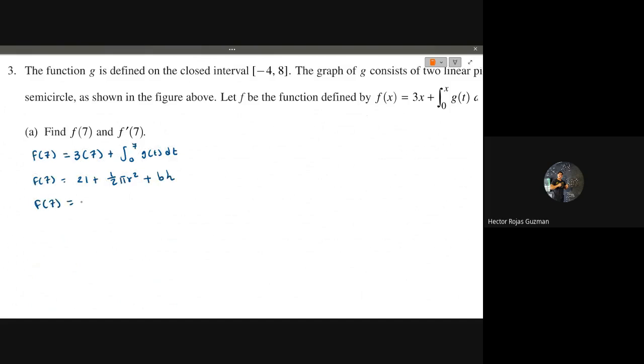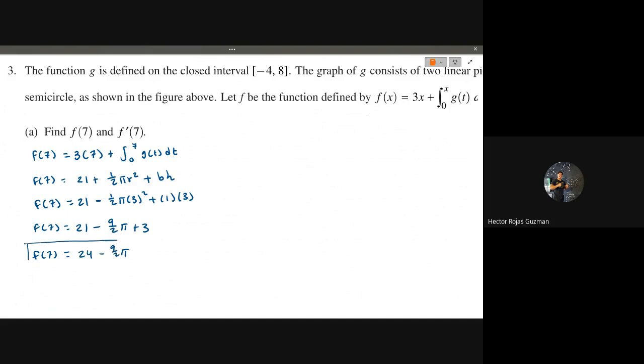F of 7 equals 21 plus, now the radius of the semicircle is 3, but because it is below the x-axis, I'm going to go ahead and make it negative from this moment on. The base of my rectangle is 1, the height is 3. And now we just go and simplify. 21 minus 9 over 2 pi plus 3, and that equals 24 minus 9 over 2 pi.